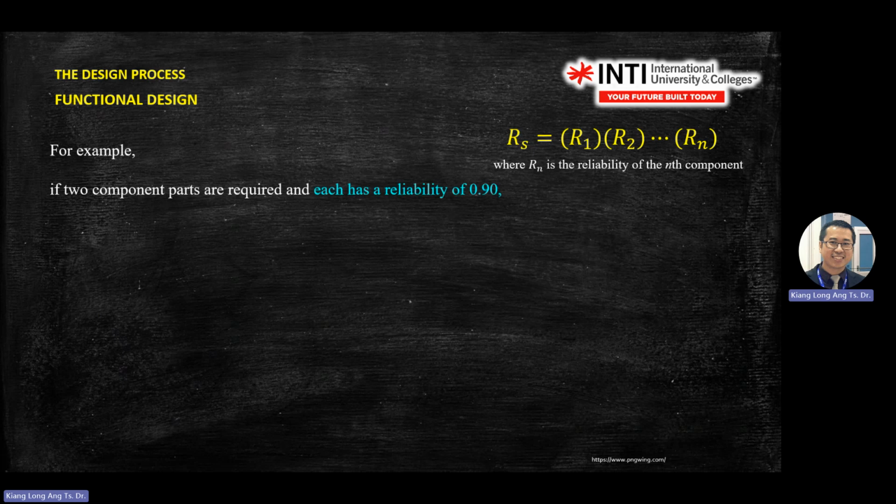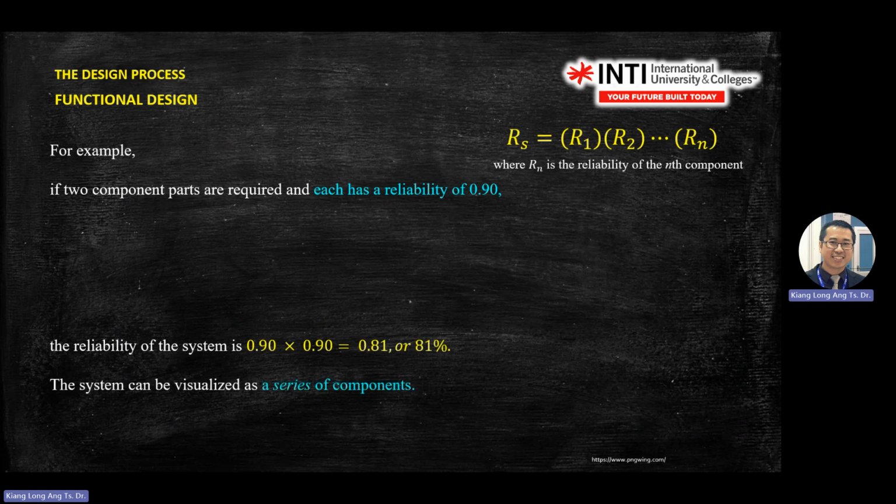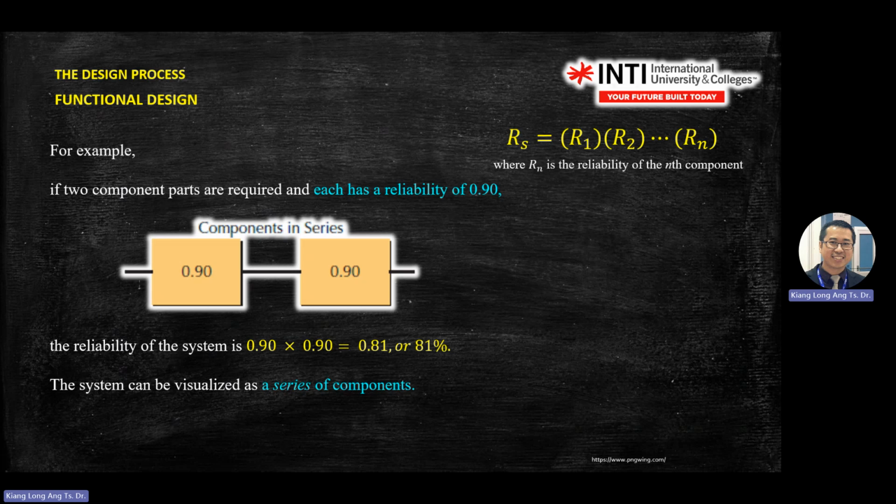Now, how do you apply this? If two component parts are required and each has a reliability of 0.9. 0.9 means 90%, it works most of the time. If two component parts are required, usually we join the parts like this, right? Then you draw this diagram. So for test 2, remember to draw the diagram of how you join the components. In this case, it mentioned 2, so you draw 2 parts joined together in series. Usually you start with series.